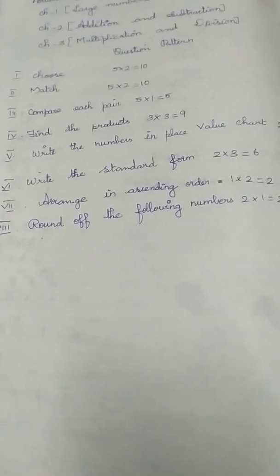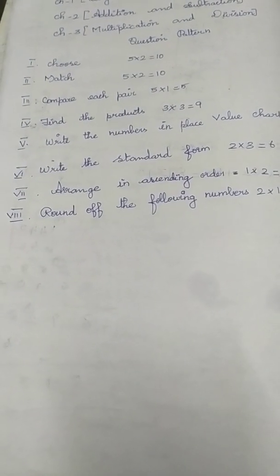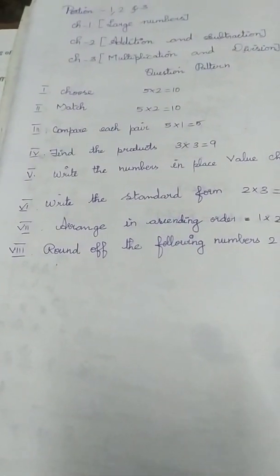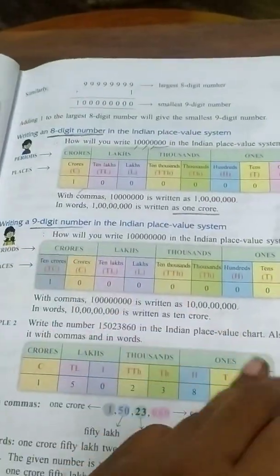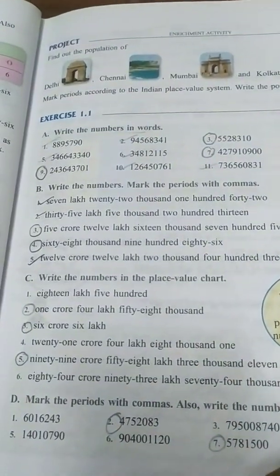So I have covered all the models. So you start revising all the models in each exercise and solve all the problems. Now let's revise by the exercise. From the exercise problems, if you look at the exercise, your first exercise 1.1, write the numbers in words.